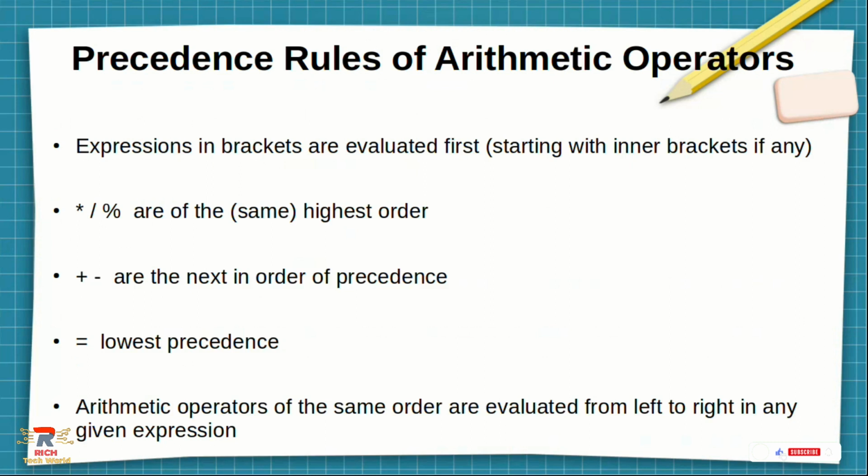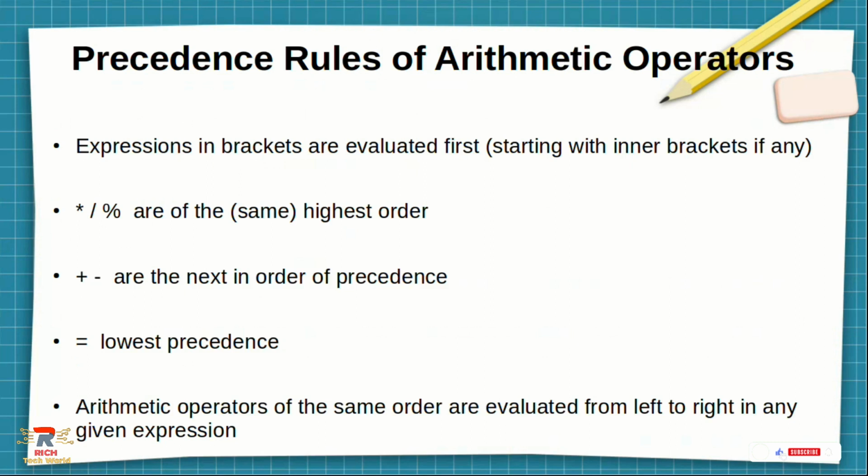The first rule is that expressions in brackets are evaluated first, starting with inner brackets if any. So when you have any expression in your code which contains an arithmetic operator to compute a particular math fact, the ones in brackets are going to be computed first before any other. That is what this particular rule means.